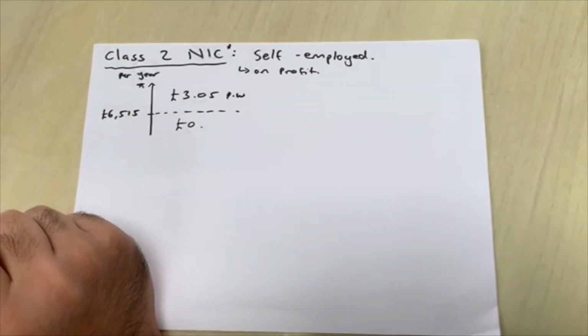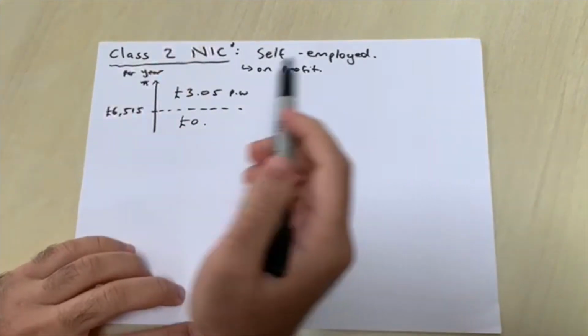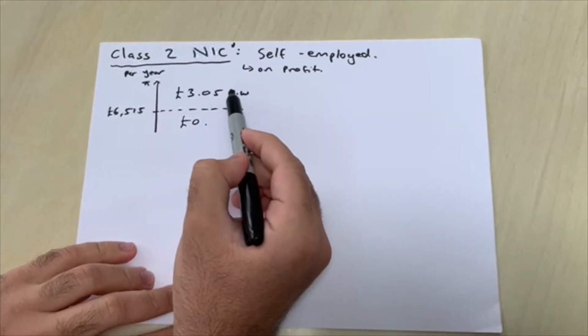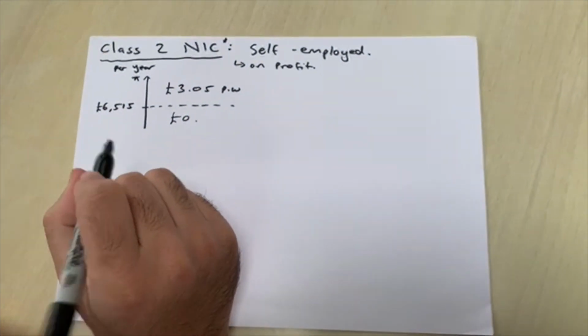So let's say in the year you earn £8,000 worth of profit for the full year, then you'd have to pay £3.05 times 52 weeks to work out your Class 2 National Insurance Contribution.